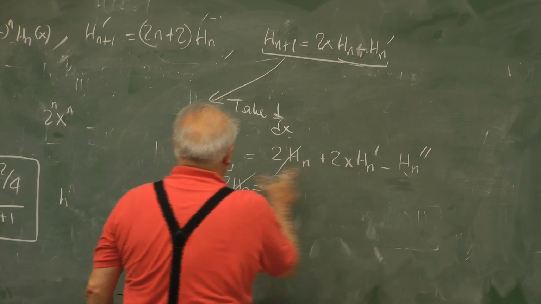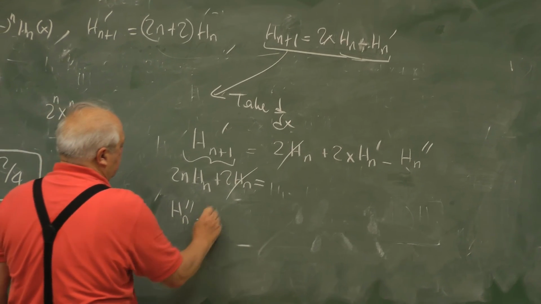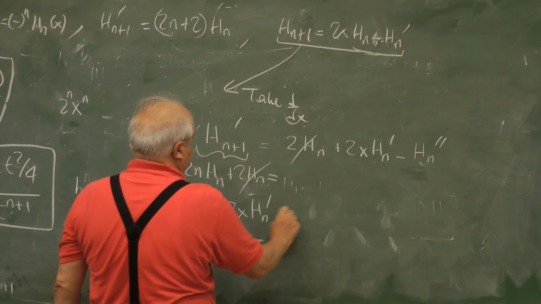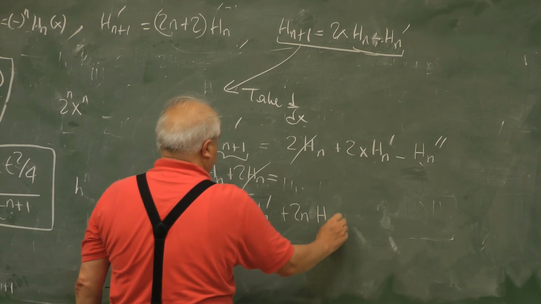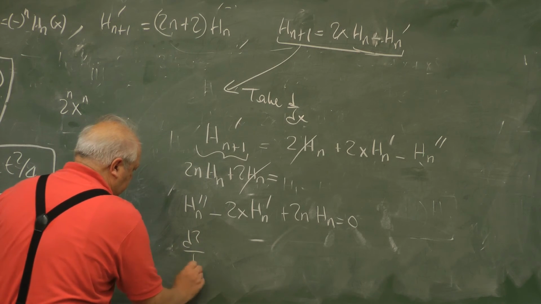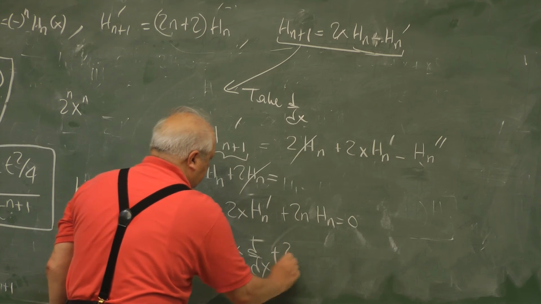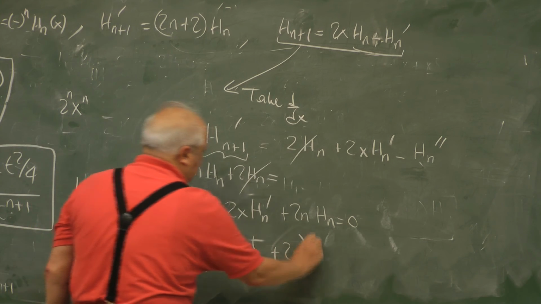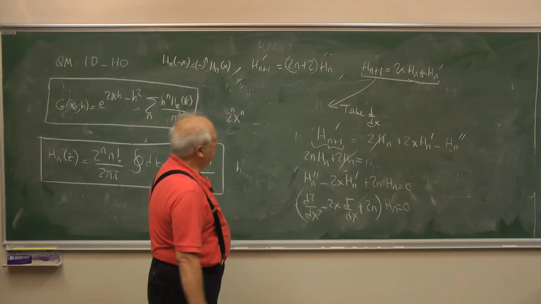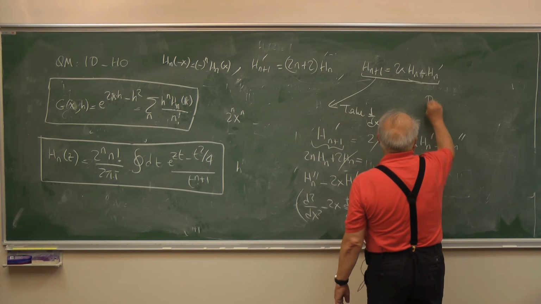If we carry these things over, h_n'' minus 2x h_n' plus 2n h_n is equal to 0. That's our original equation: d squared over dx squared minus 2x d by dx plus 2n, acting on h_n, is equal to 0. So it's like completing the circuit. We started from the differential equation.